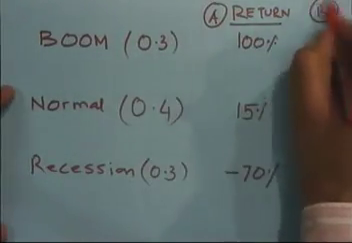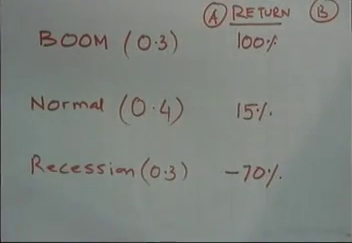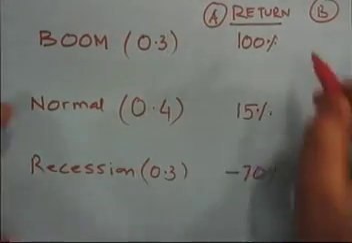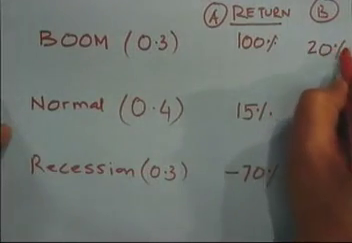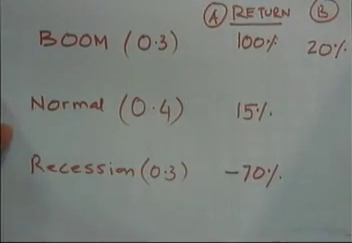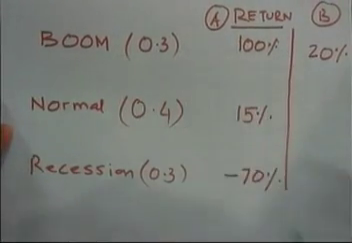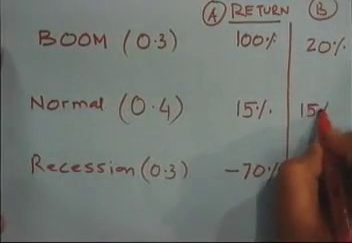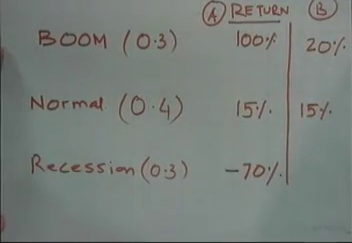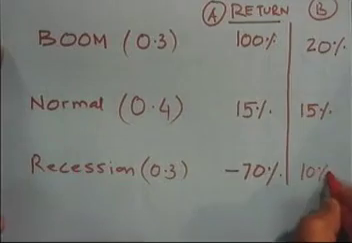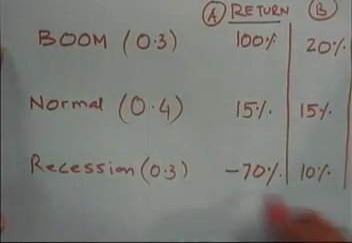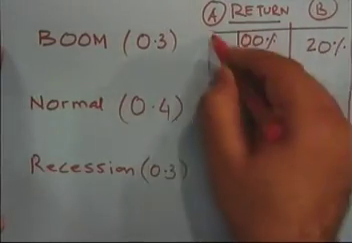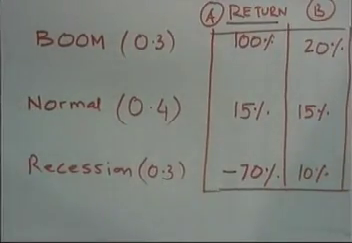Now option B, that means if you are investing in infrastructure projects and boom condition prevails, you can get a return of 20%. If normal condition prevails, you get a return of 15%. And if recession prevails, you get a return of 10%. Now, tell me between alternative A and B, which one you would choose?